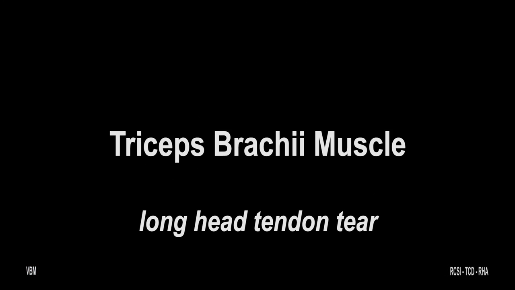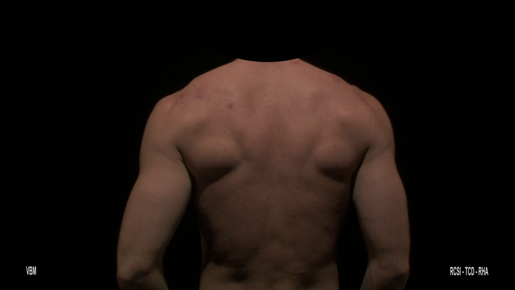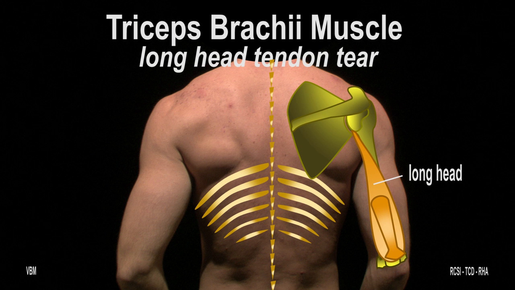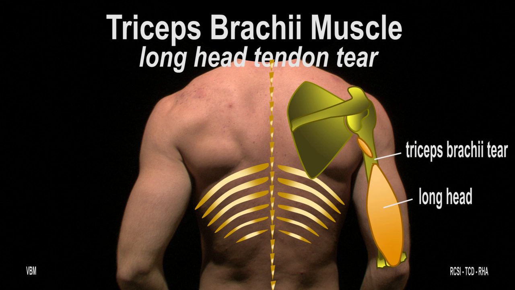Triceps brachii muscle, long head tendon tear. The long head of the triceps brachii muscle is the most frequently injured muscle during back lateral pull-downs with heavy weights or during chin-ups with added weights. This tendon may partially tear, most often close to its insertion on the scapula.